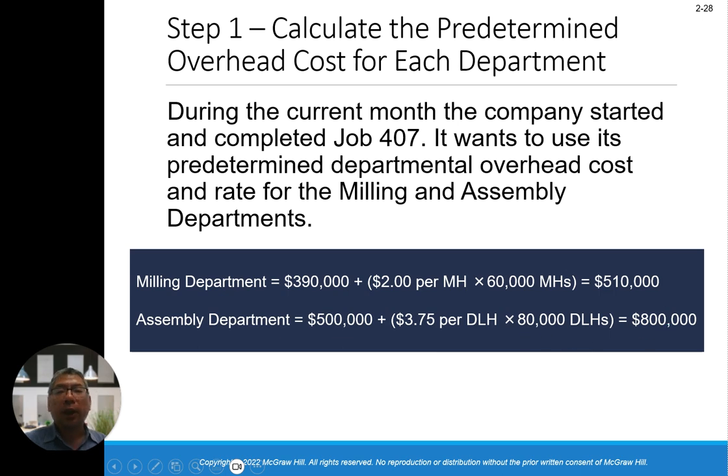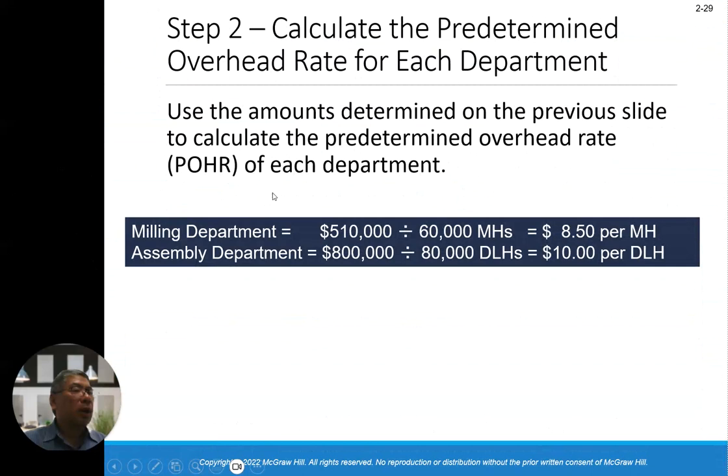That's the first step. Second step, you calculate the predetermined overhead rate for each department using the previous slide. Meaning for the milling department, 510,000 divided by 60,000, you get 8.5 per machine hour. For assembly it will be 800,000 divided by 80,000, and you get $10 per DLH.